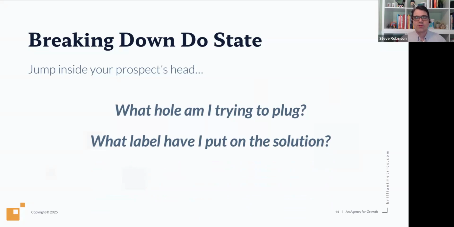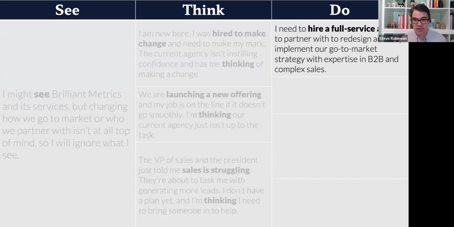This is a regular problem that we run across, particularly with companies that have novel solutions. They're either creating a category or they have a product that is new to the market, and they're trying to market it to customers who have already labeled the solution that they're going to buy as the same type of thing or the same category as they bought last time. So you really want to be careful and mindful of how your prospect has labeled the solution that they're going to buy. So let's go through this in an example of Brilliant Metrics again.